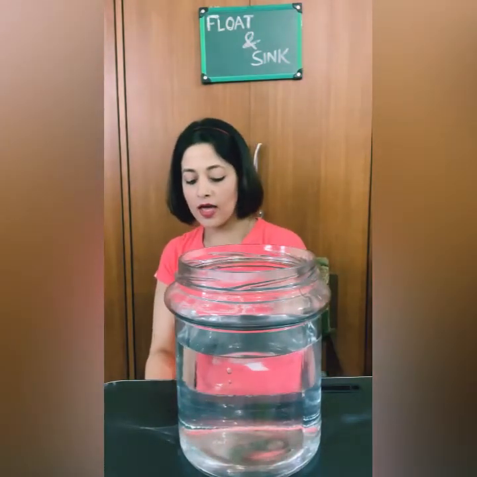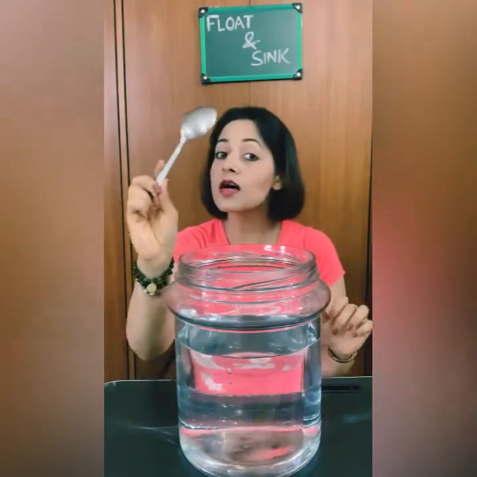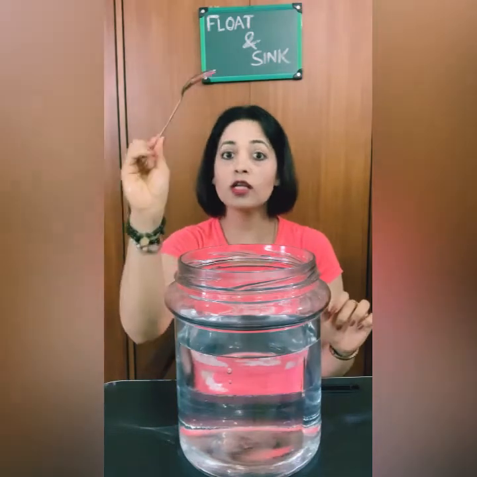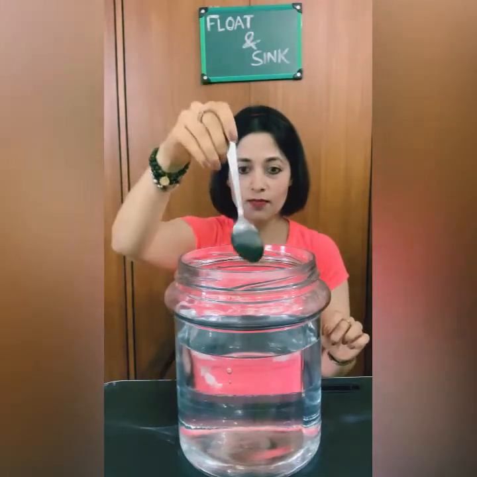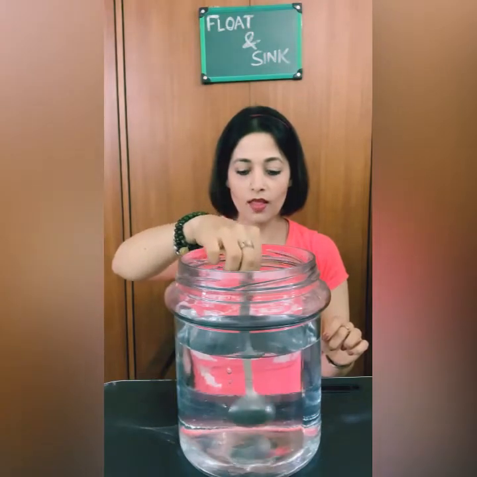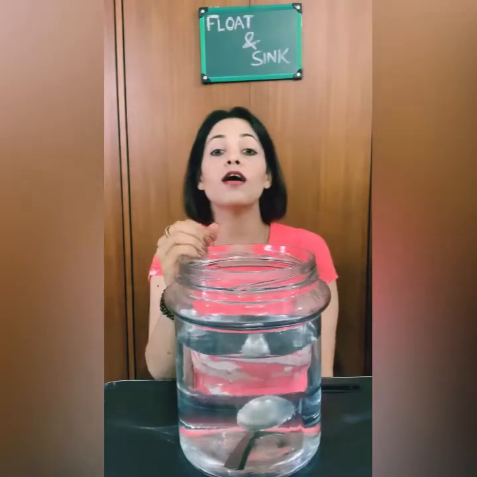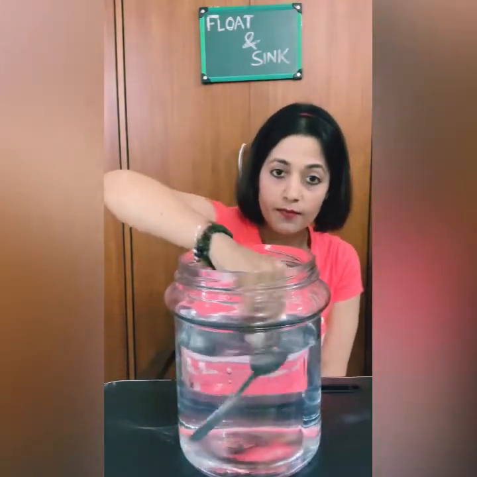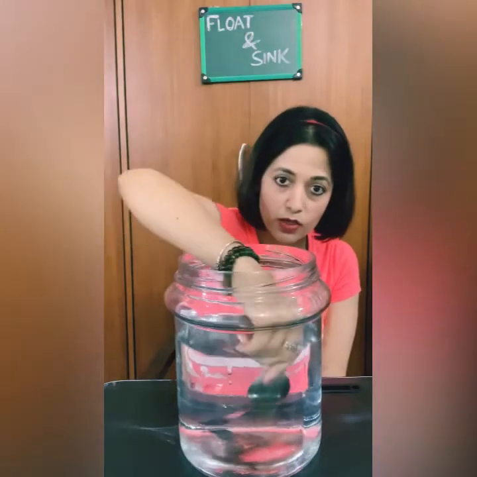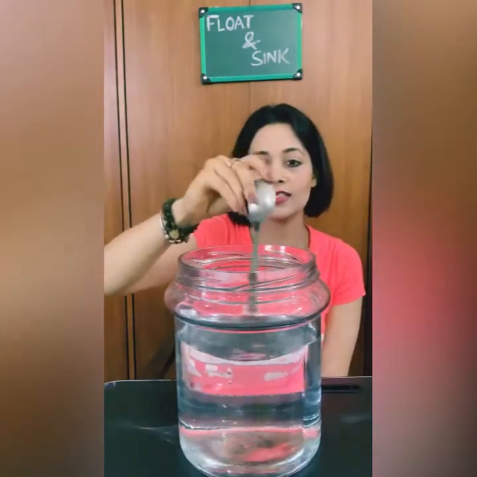Next, now that was a fork and this is a spoon, but it is a steel spoon. So let's see if it's going to float or sink. Uh-oh, it went down. So it means a steel spoon is going to sink in the water, because I had to pull it out from all the way down. It means it sinks.